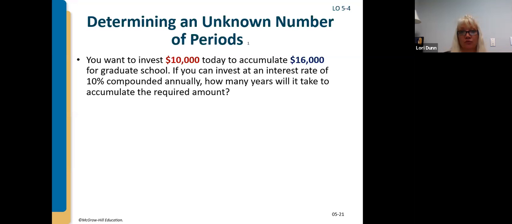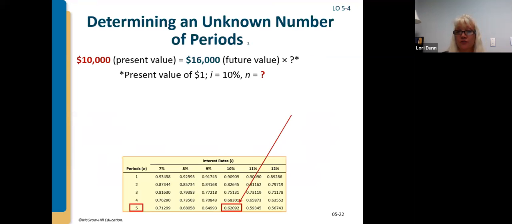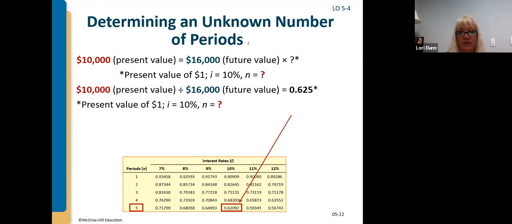You could take the same approach. Take your present value divided by your future value. Go to your present value table. So here, if we do that, 10,000 present value divided by future value of 16,000 gives us 0.625. We can go to the 10% interest rate column and start going down that until we reach somewhere around 0.625. And it looks like 0.62092 is the closest we come. We can say it'll take about 5 periods.